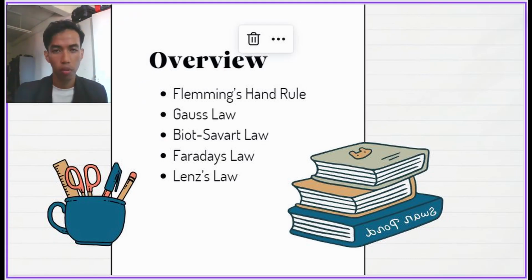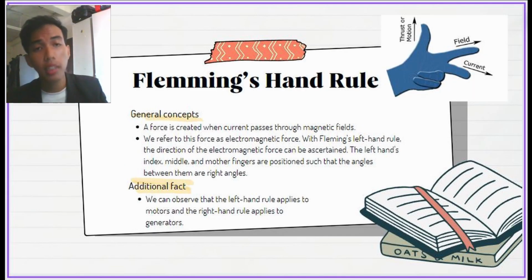So today I'm going to present and teach you about the theory in electromagnetism. Let's go. For the overview of this topic, I'm going to present five laws: the first one is Fleming's hand rule, then Gauss's law, Biot-Savart law, Faraday's law, and Lenz's law. So we go to the first rule, which is Fleming's hand rule.